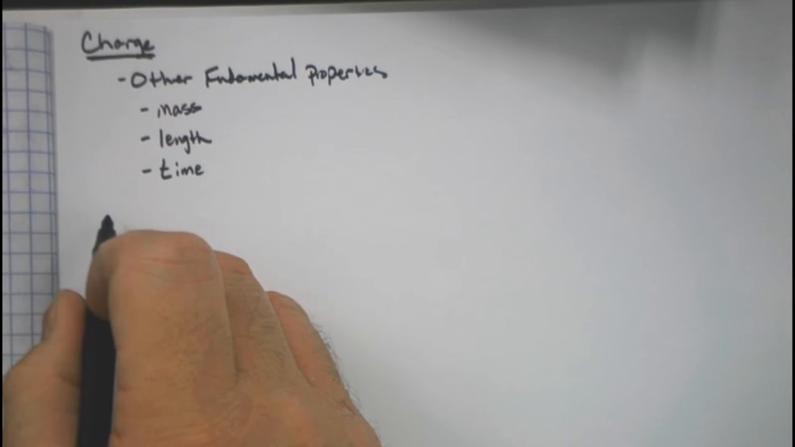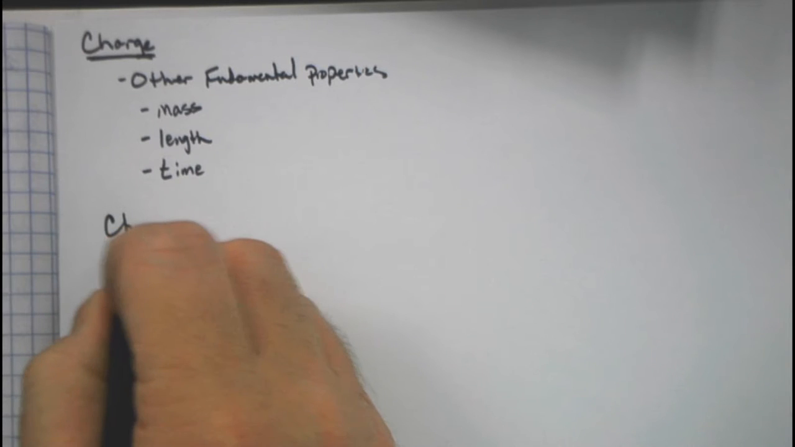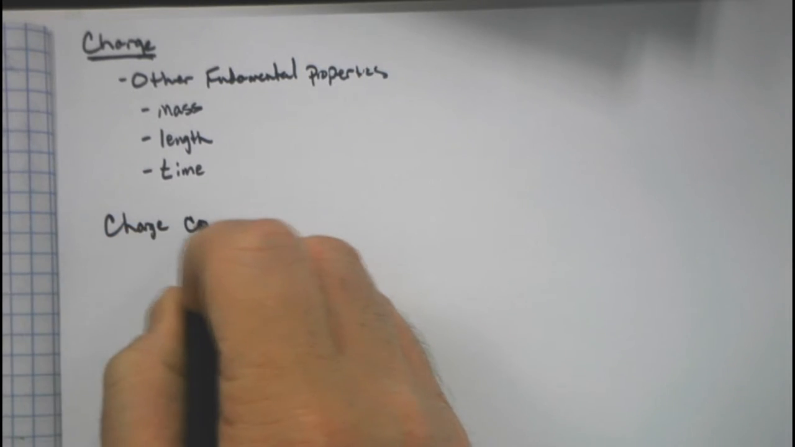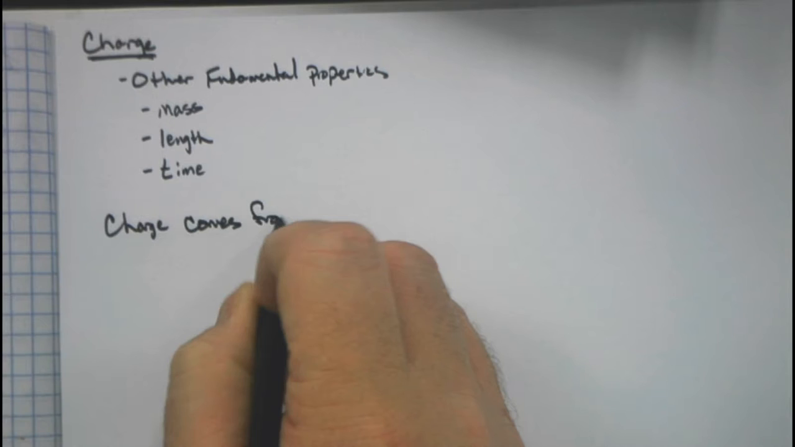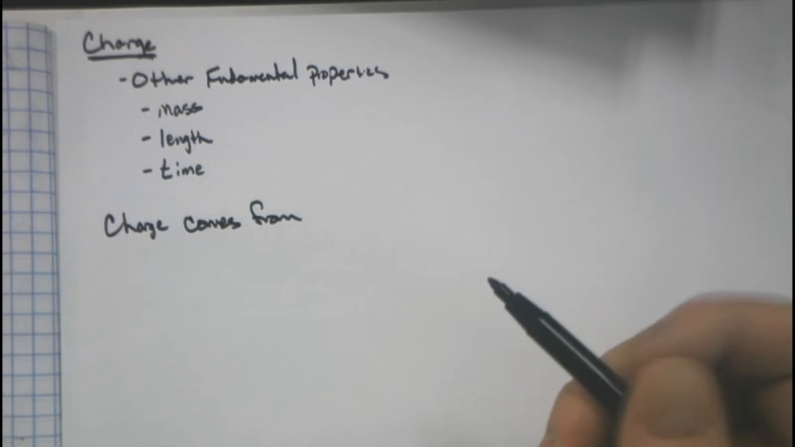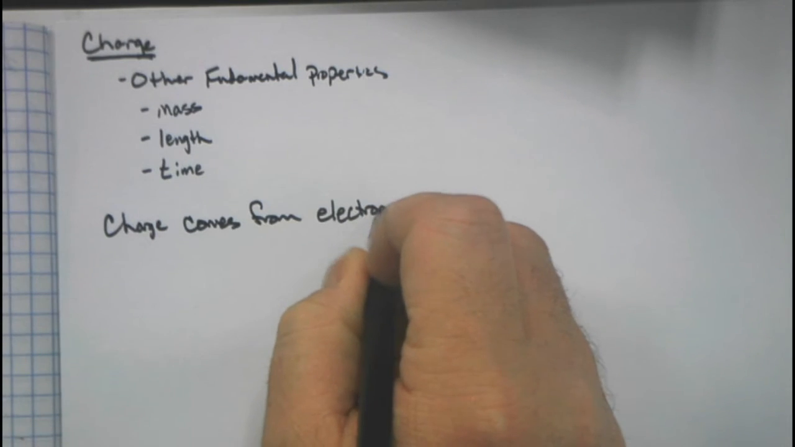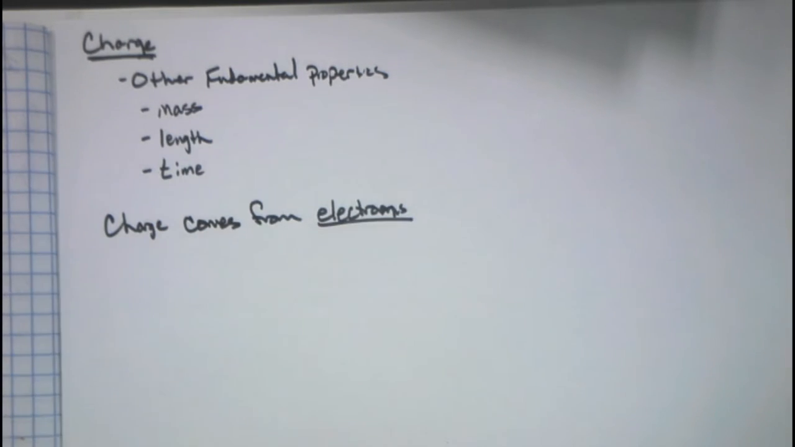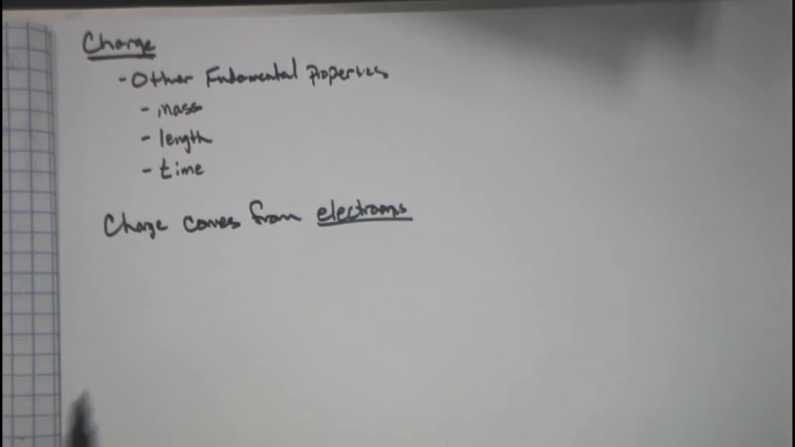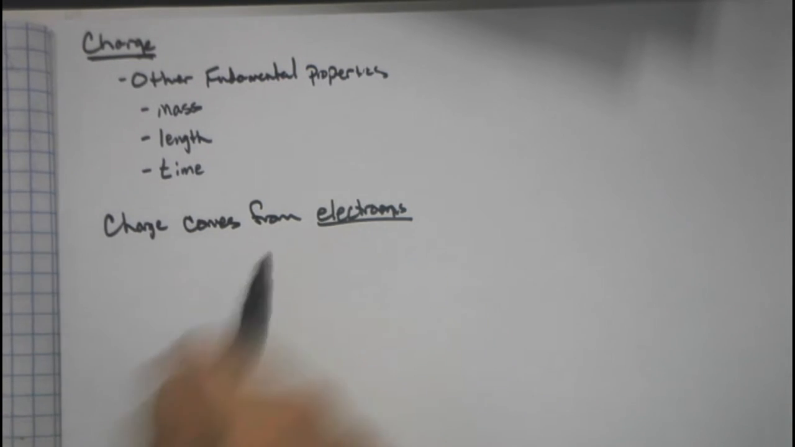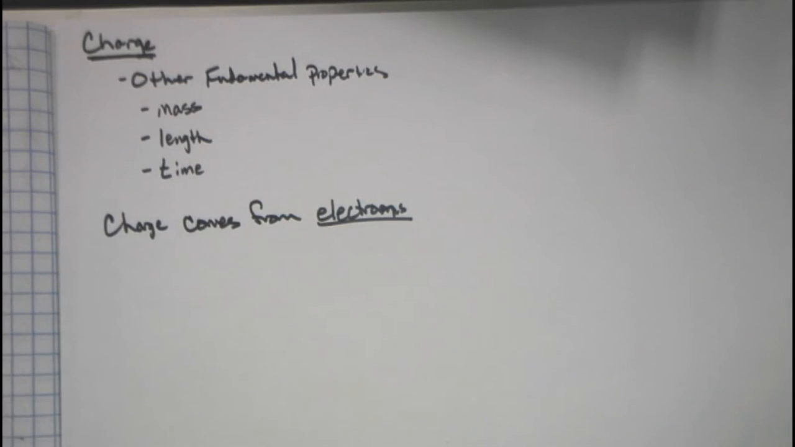And we get charge, charge comes primarily from electrons. Charge comes from electrons, which brings us to, well, what's an electron? Most of you, I think, have a basic idea of what an electron is, but I want to make sure that we have the right concept about it.